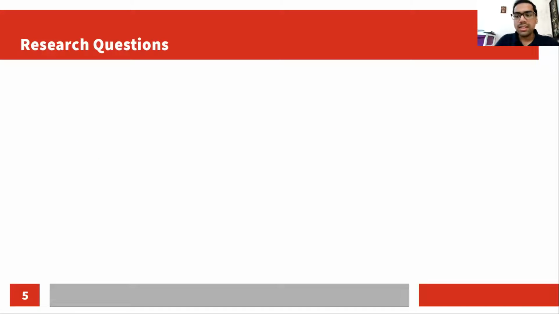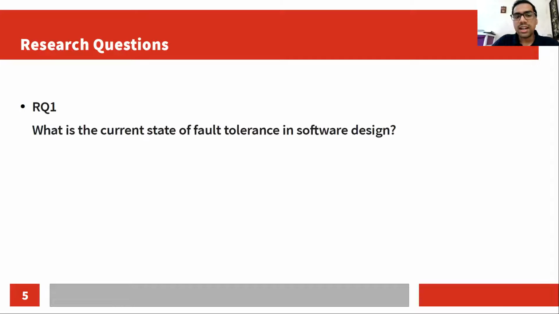So this comes to the research questions for my project. Research question number 1. What is the current state of fault tolerance in software design? Or in other words, in today's software designs, how is fault tolerance induced? Is it induced? Do they include reliability in software design? Is it a priority? That is my research question 1.